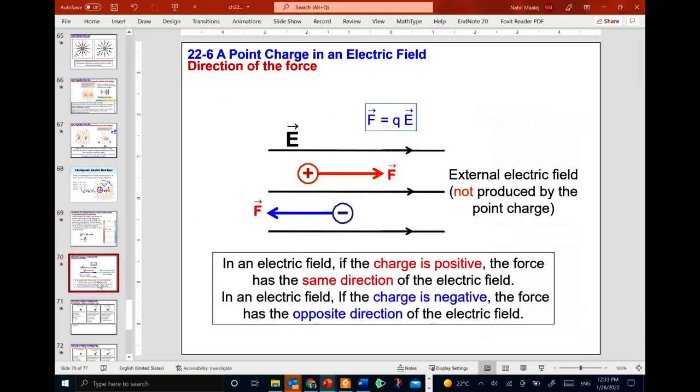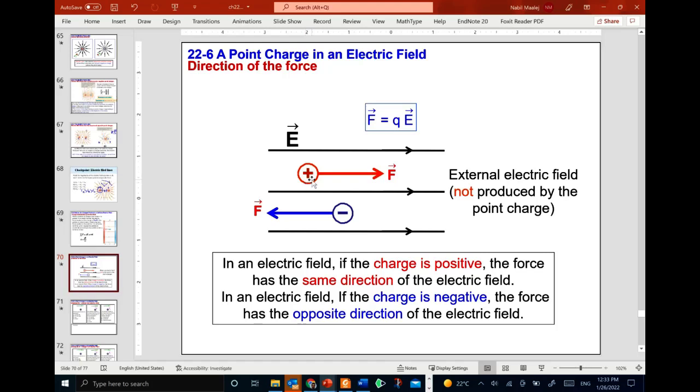All right. So this is the same illustration or same example. Here we have a uniform electric field. It's indicated by the electric field lines. These are the black lines that are shown here. Okay. And if you place a positive charge in this uniform electric field, it will experience a force in the same direction as the electric field.